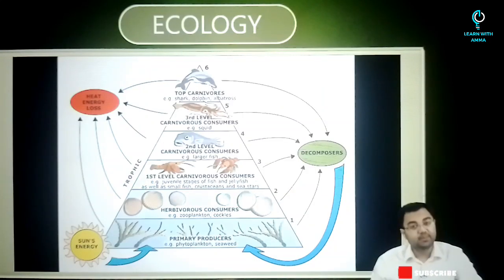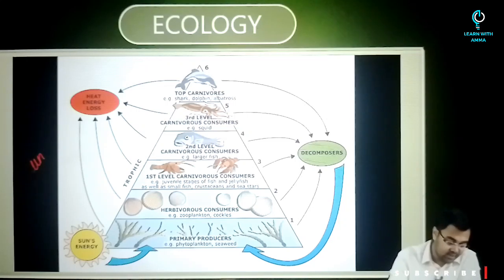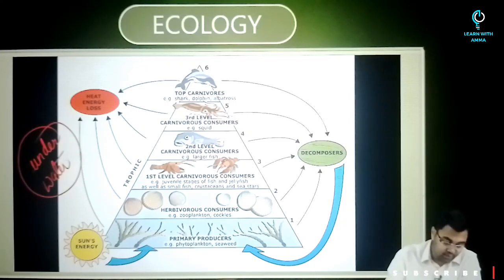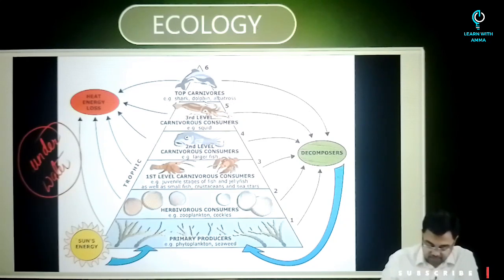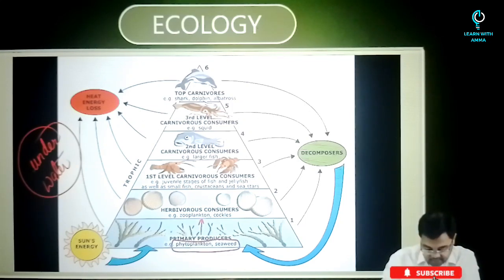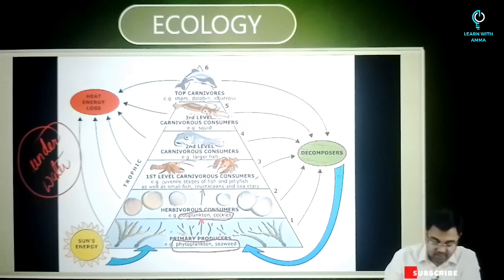Then another example, and this is underwater, where again solar energy is being used. From solar energy you have primary producers, which are phytoplanktons or seaweeds. From there you come to the first consumer or primary consumer, which is a zooplankton. From here you get the first level carnivorous consumers or secondary consumers. These are basically small fish, etc.